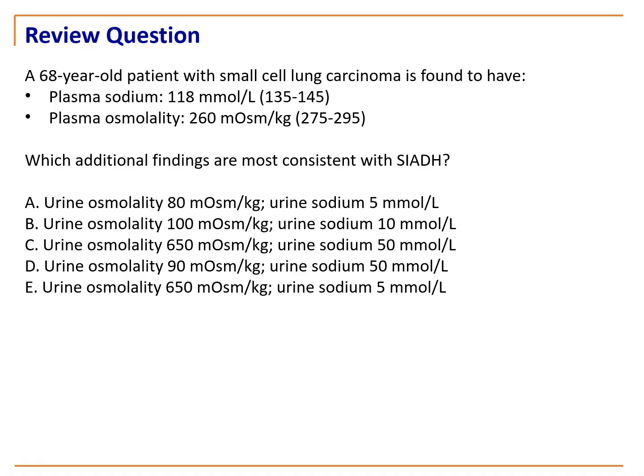So remember, in SIADH, what you have is a low plasma sodium and a low plasma osmolarity. You therefore have the opposite in the urine: a high urine osmolarity and a high urine sodium. So the most appropriate answer in that little list is C, where you have a urine osmolarity which is pretty high compared to the others, and a urine sodium that is also high. Remember, patients are generally euvolemic, so their blood volume is fairly stable, fairly normal, hence the lack of edema.